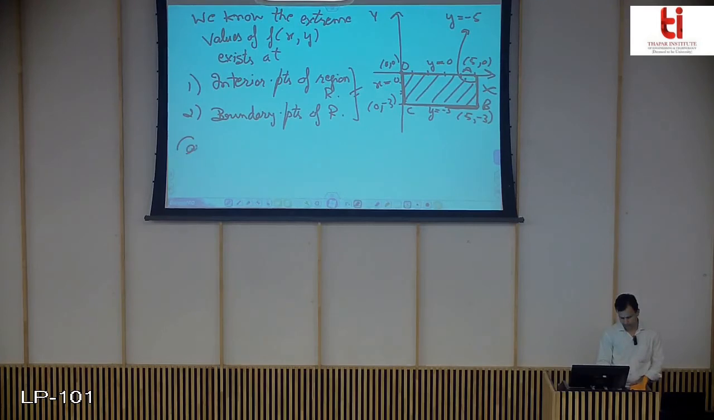So let us start with case 1. Let us start with your case 1. That is your interior point. Let us see, is there any interior point in this rectangular region where maximum or minima can be there? So for that, I am now doing directly. I am not writing much of the theory.